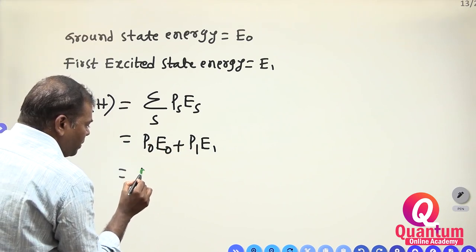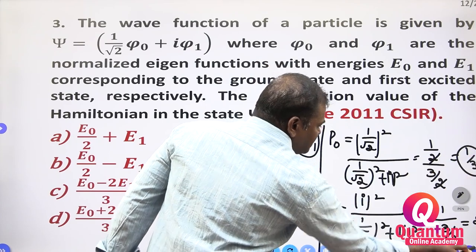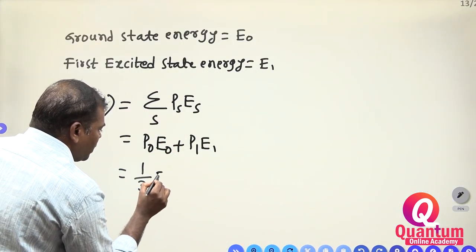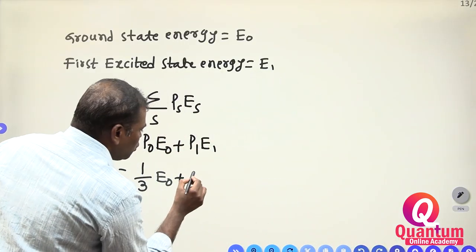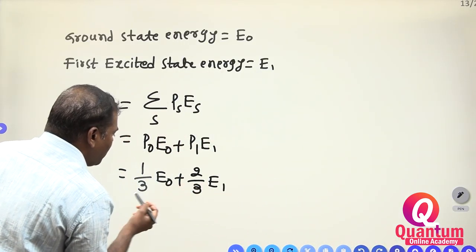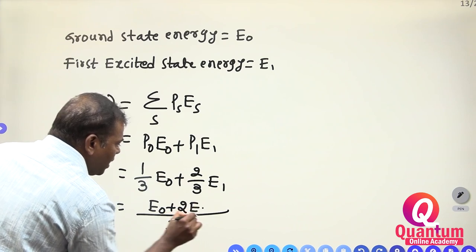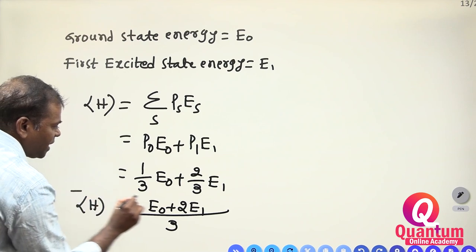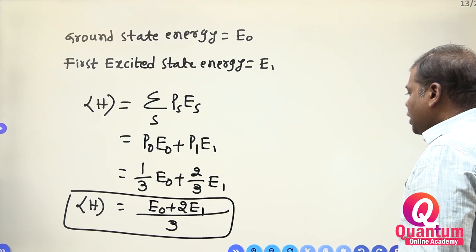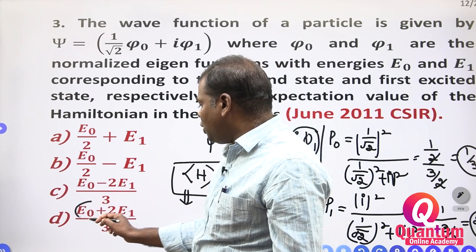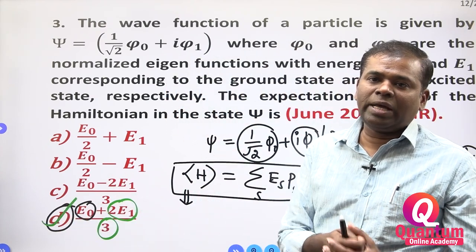P0 we already found. How much value? P0 is equal to 1 by 3, into E0, plus P1 is equal to 2 by 3, into E1. Therefore, take the LCM 3: E0 plus 2E1 divided by 3. Which one is it? The expectation value of the Hamiltonian. This is your answer. When you check the answers, the expectation value of H is equal to E0 plus 2E1 divided by 3. Option D is correct. Like that we have to calculate.